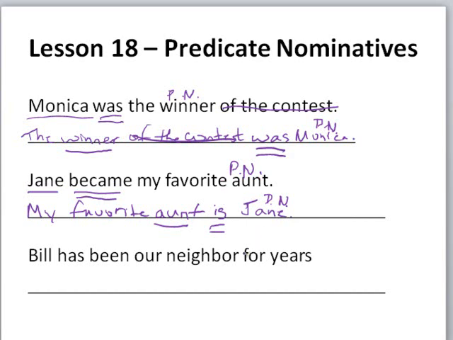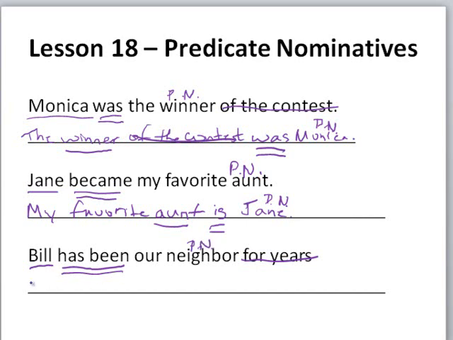Bill has been our neighbor for years. For years is our prepositional phrase. Bill is the simple subject, the noun in charge of the subject. We have a verb phrase right here that's acting as our linking verb. How do I know it's a linking verb? Because neighbor is Bill and Bill is neighbor. This is our predicate. Neighbor is our predicate noun, and so I'm going to reverse it.